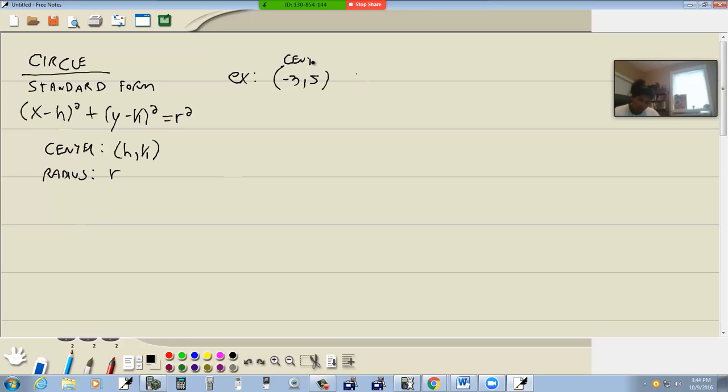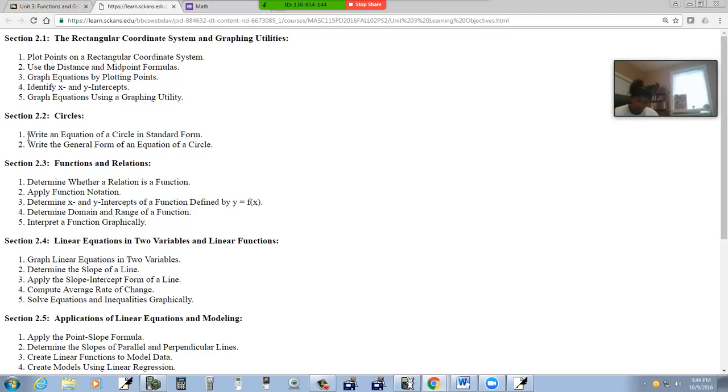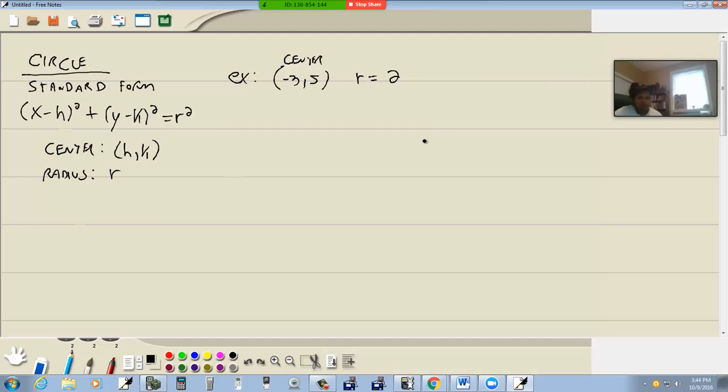Now let's say we're given a center, (-3, 5), and r is equal to 2. Now the implication here is, it says write an equation of a circle in standard form. So we're going to plug these in for the appropriate variable. When you're given a center, you're given h, so they're telling us h is negative 3. And you're also given k, so they're telling us k is 5.